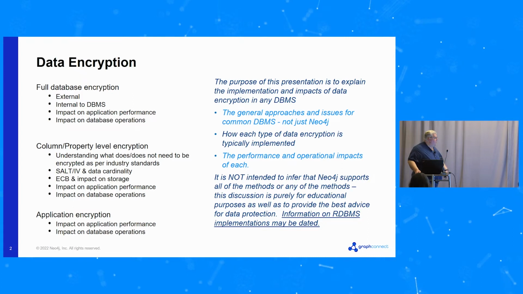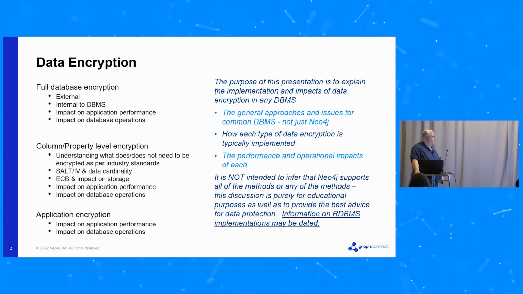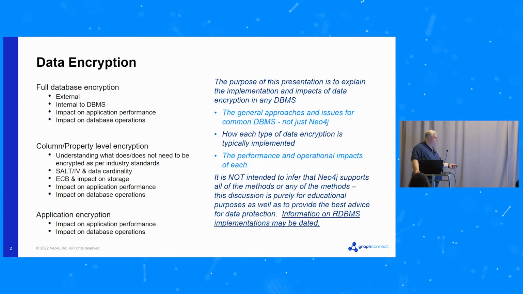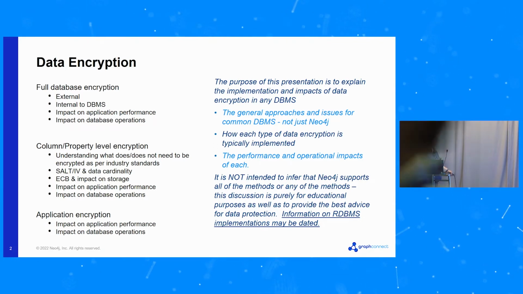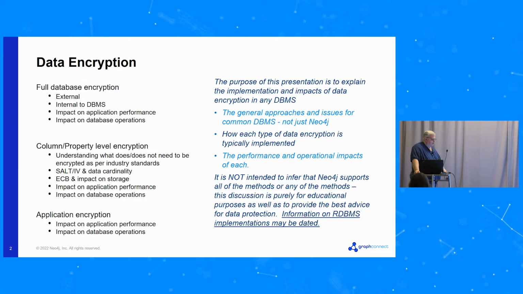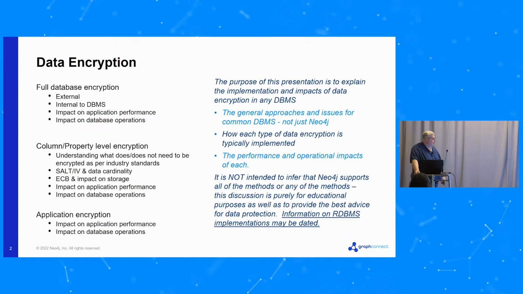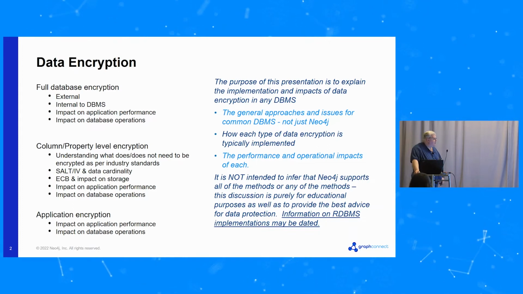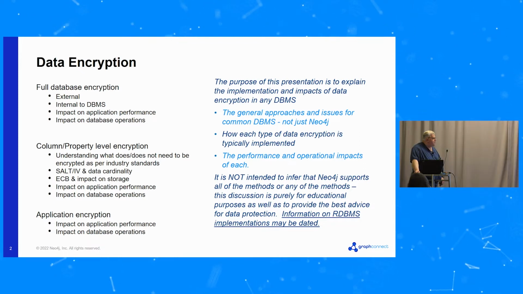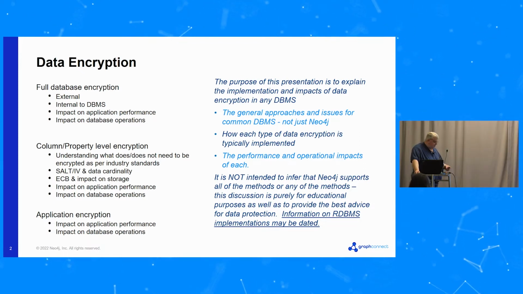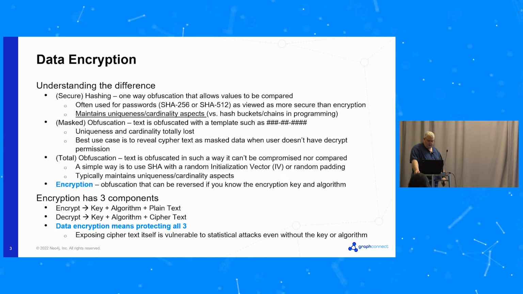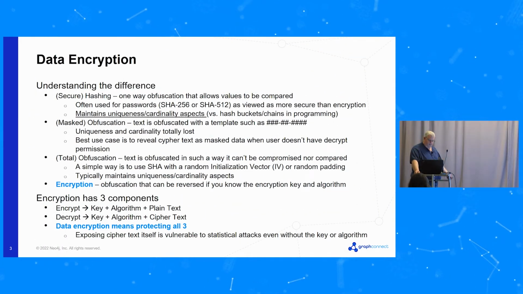So I grouped it into 3 layers. There's database encryption, column, property, attribute, whatever you want to call it, encryption, and application encryption, where you encrypt the data actually in the application, all right? Like it says there in the notes, this is to give you an idea of what is going on from a software design perspective in general. Not necessarily that this is all in Neo4j, because, well, we'll get to that slide in a minute.